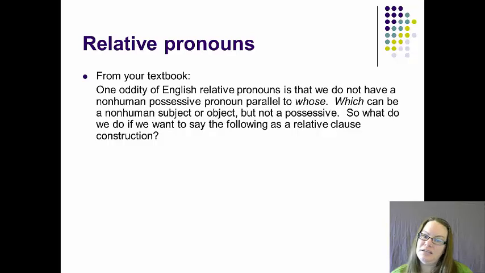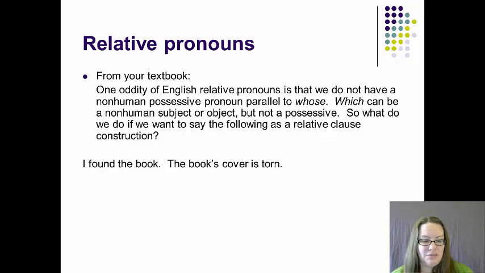Okay. One oddity of relative pronouns is that we don't have a non-human possessive pronoun that's similar to whose. So prescriptive rules say that whose should only be applied to humans, which can be a non-human subject or object, but not a possessive. So when we have something and we want to say it as a relative clause construction, here's our example. "I found the book. The book's cover is torn." And we have to try to decide how are we going to put this together. We saw before that we used whose to replace the subject when it was possessive, but in this case where we have a non-human, it gets a little bit tricky.